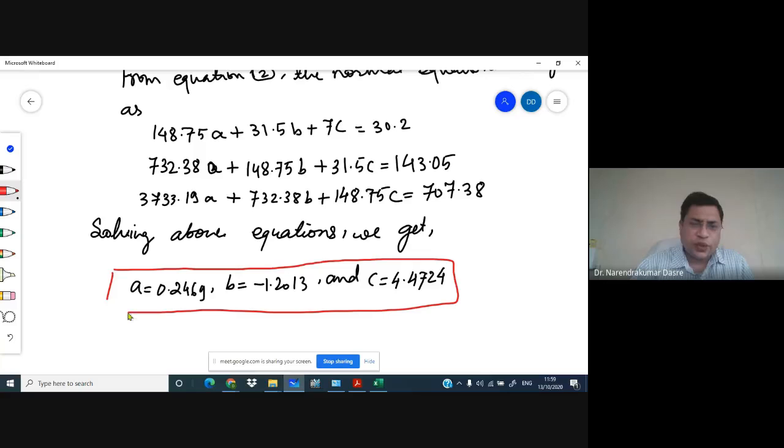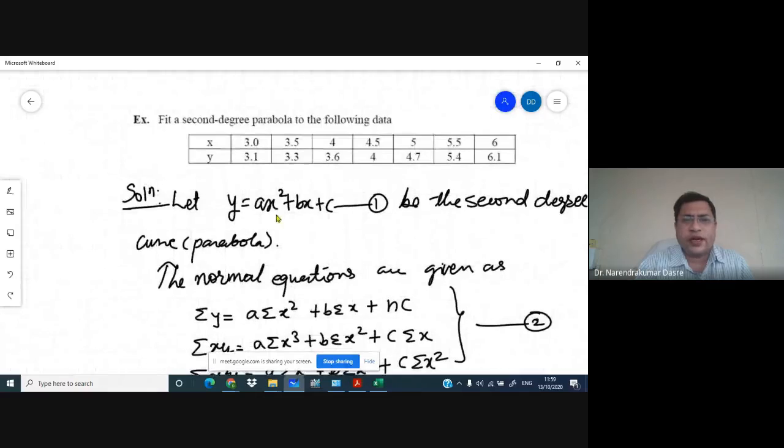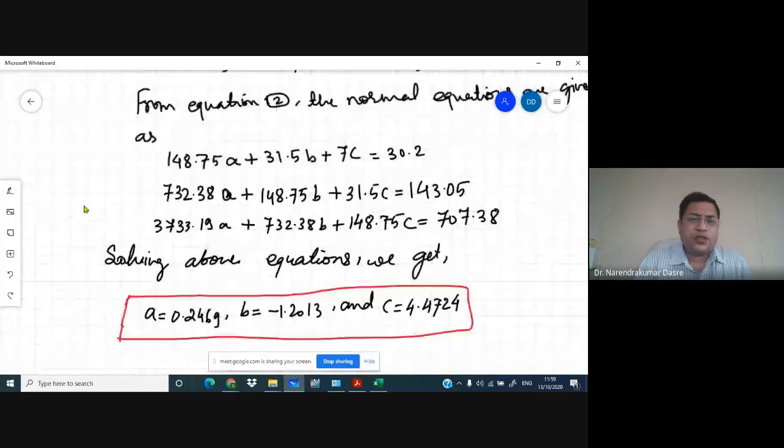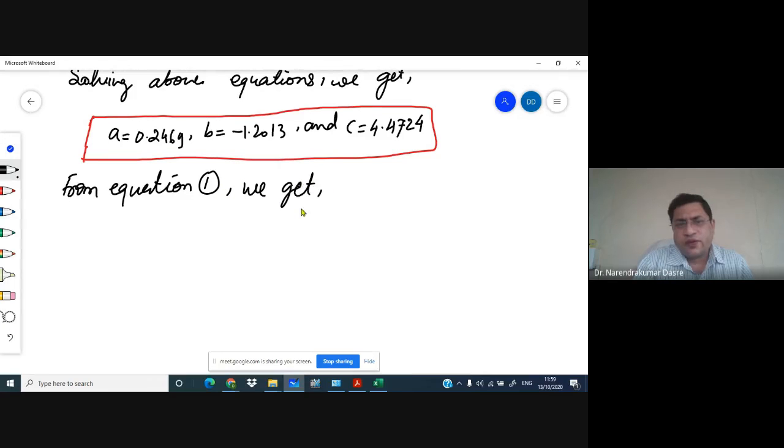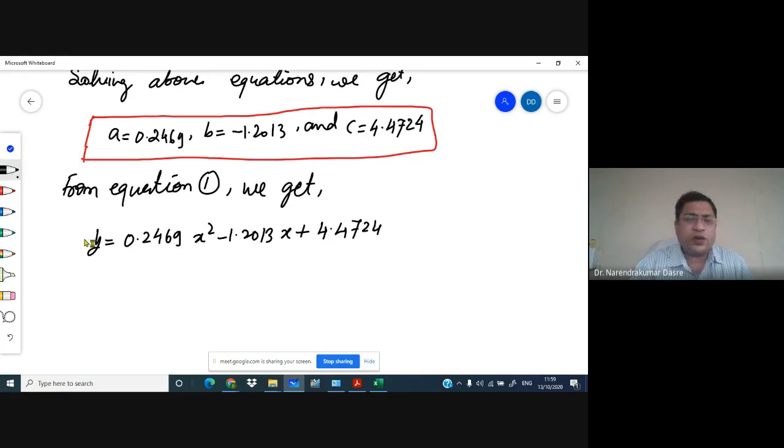Once we get these values of A, B, and C, we are interested in equation 1. So let us write equation 1. From equation 1 we get y is equal to 0.2469 x square minus 1.2013x plus 4.4724. So this is the required parabola.